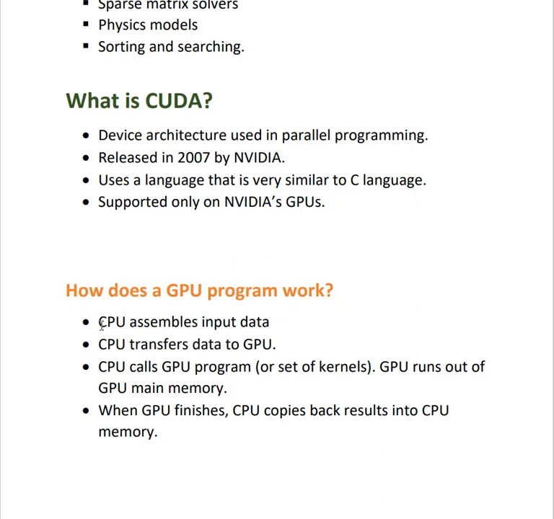After that, the CPU calls the GPU program, also known as setting the kernels. When the execution finishes, the CPU takes the result output back from the GPU and copies it into the CPU's memory. So that is how a GPU program works.